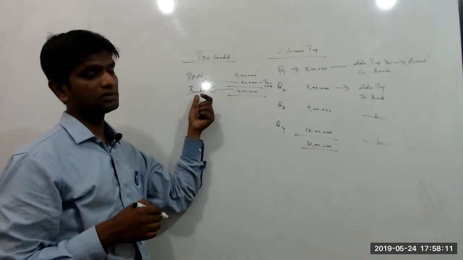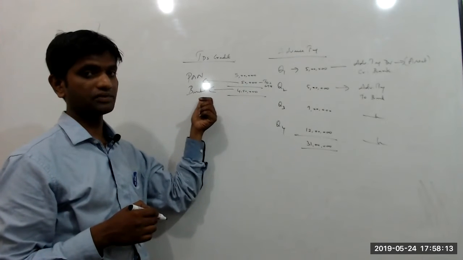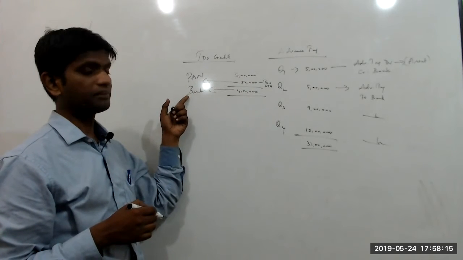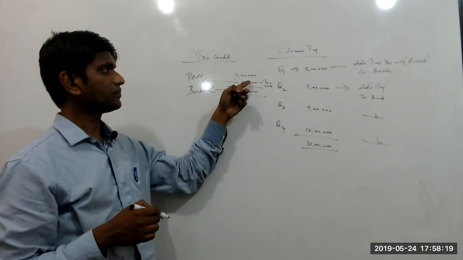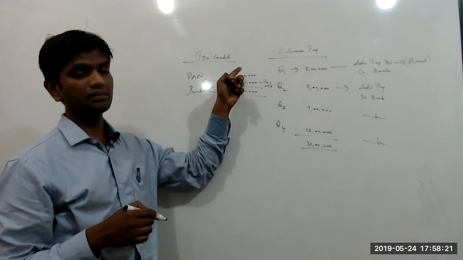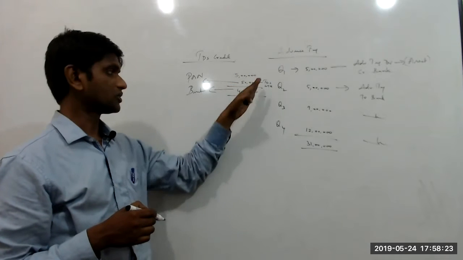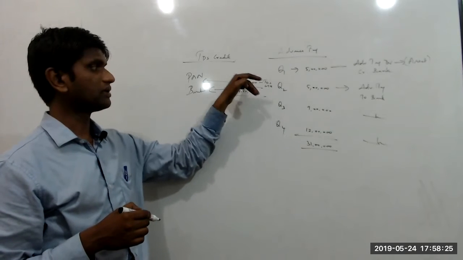And the 4,50,000 is paid through check or EFT transfer, whatever it is, to the bank account. In this way, the 5 lakh obligation that is payable by the customer is being fulfilled by the customer.